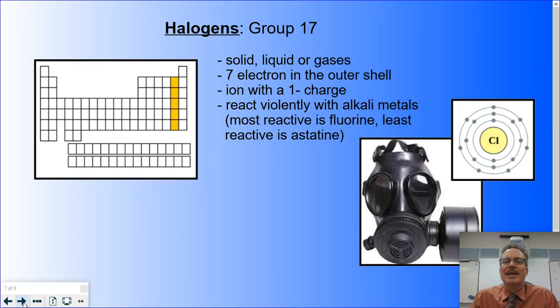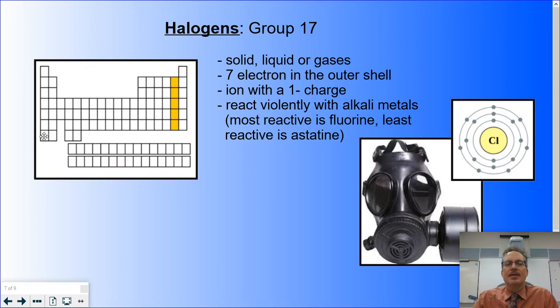You also should already come into this class knowing that group 17 are halogens. Halogens are the only group on the periodic table that represents solids, liquids, and gases all in the same group. If I go down the column, you can see that we have fluorine and chlorine, gas. We have bromine, liquid. And we have iodine and astatine, solid. There are 7 electrons in the outer shell. They all have a 1- charge. And all the halogens react violently with alkali metals.